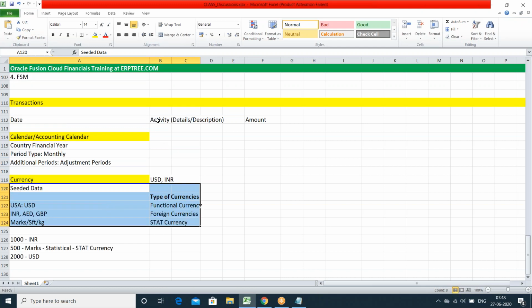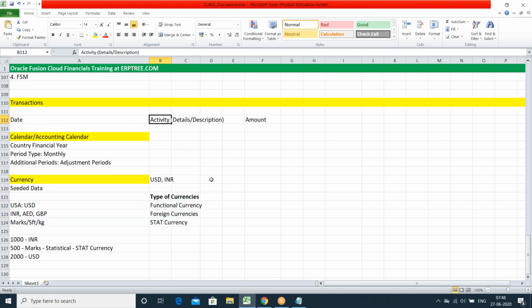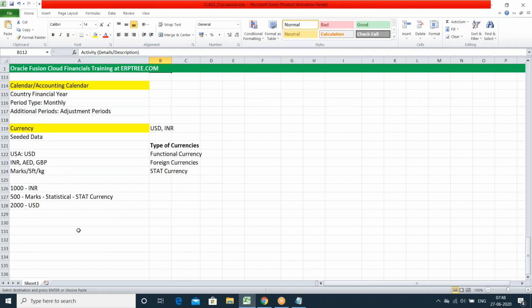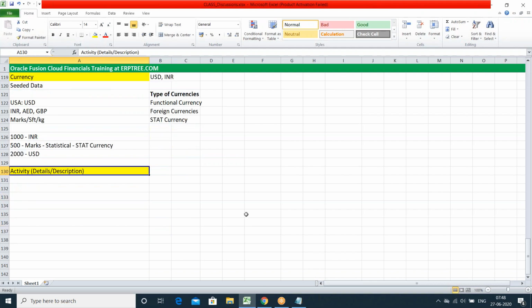And these are the types we discussed. And the third point is activity: which activity you are doing, or the details or description of the transaction.